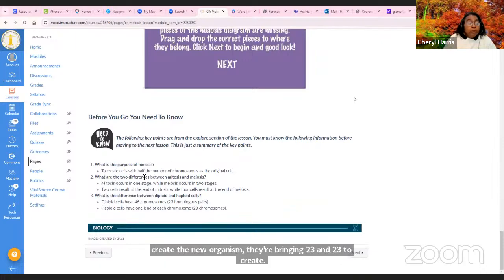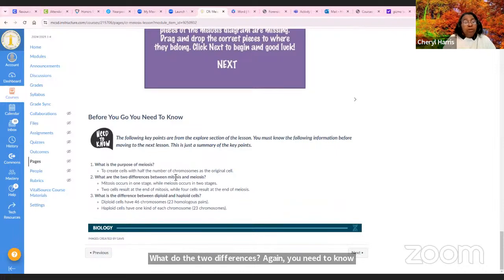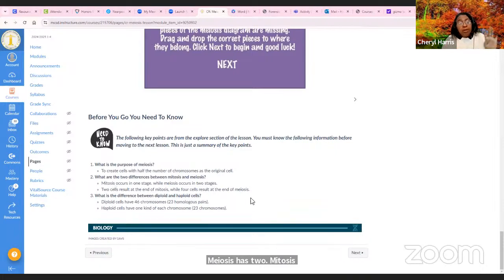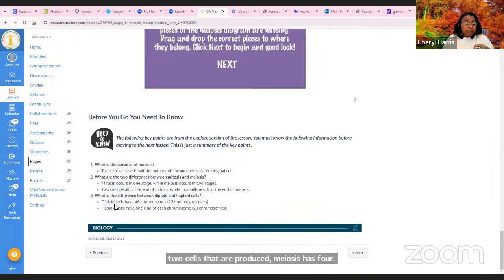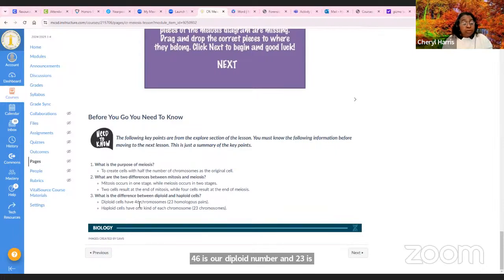Okay. What are the two differences? Again, you need to know the difference between mitosis and meiosis. So mitosis has one stage, meiosis has two. Mitosis has two cells that are produced, meiosis has four. The other one is mitosis has diploid numbers. It's going to have the 46. So for humans, 46 is our diploid number and 23 is a haploid, homologous pairs. So in other words, if you pair up your 46, you have 23 pairs.